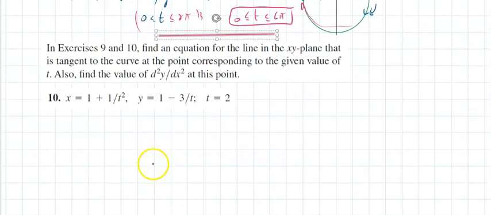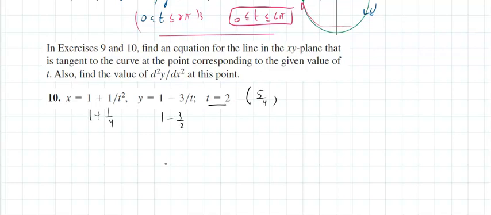And how about this problem? Okay, they want us to find an equation for the line in the xy plane that's tangent. If t equals 2, x will equal 1 plus 1 over 4, that's 5/4. And y would be 1 minus 3/2, that's negative 1/2. Right, so if they want us to find an equation of a line, that's y minus y1 equals m times x minus x1. There you go. And how does that work?